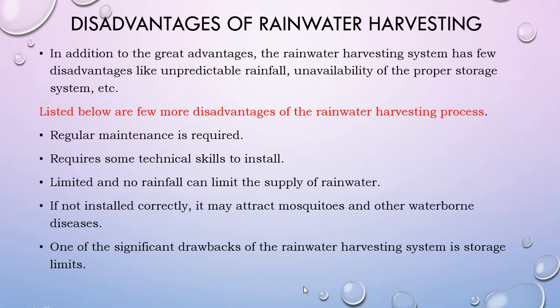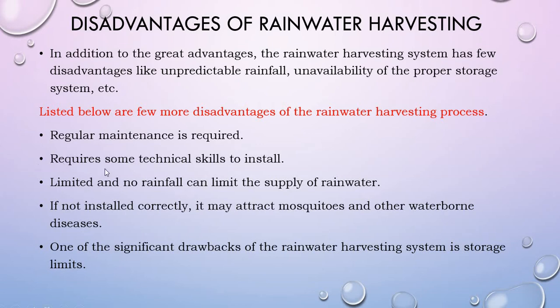Now coming to the disadvantages. What are the disadvantages of the rainwater harvesting system? In addition to the great advantages, it has a few disadvantages, like unpredictable rainfall and unavailability of a proper storage system. Here are some disadvantages of the rainwater harvesting process. The first one is that regular maintenance is required. If regular maintenance is required, then cost will be involved, so it is quite costly.